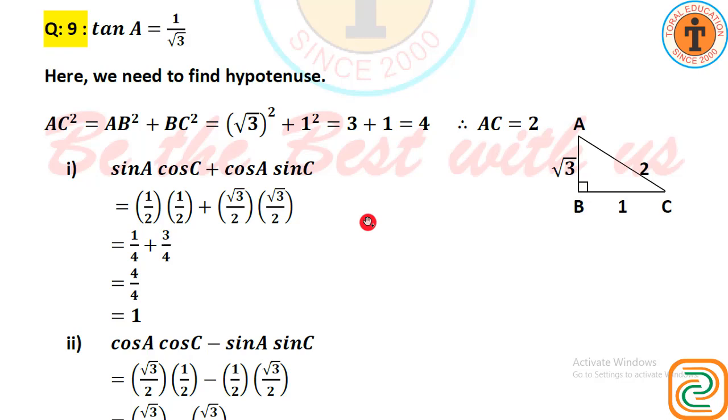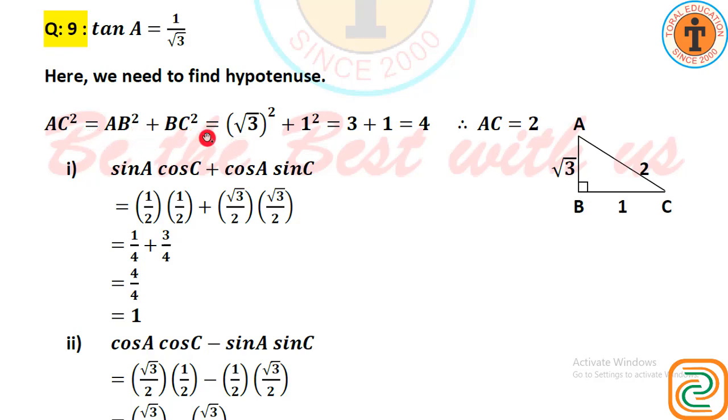In triangle ABC, right angle at B, if tan A equals 1 upon root 3, find the value of sin A cos C plus cos A sin C. So first we have to find out the hypotenuse. Here tan A is 1 upon root 3, meaning opposite upon adjacent. If the ratio is given in the form of tan, then take opposite upon adjacent. Opposite is 1, adjacent is root 3. So we find out AC, that is the hypotenuse.